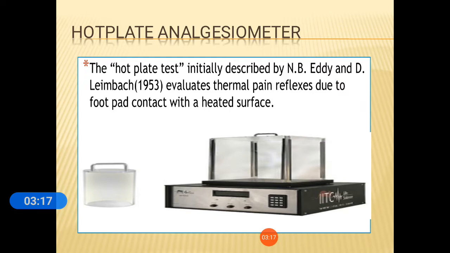The hot plate is a device having a boundary on the outer side and a plate which is heated by a heating coil from inside. Here mice are placed one by one on this apparatus, whose temperature is kept constant by a regulator, at around 55 degrees Celsius. Licking of the paw and jumping reactions of the animals are recorded as the end point of the experiment. Analgesics increase the reaction time.